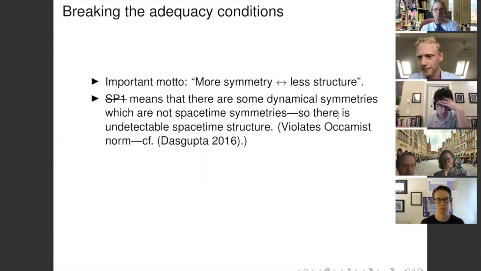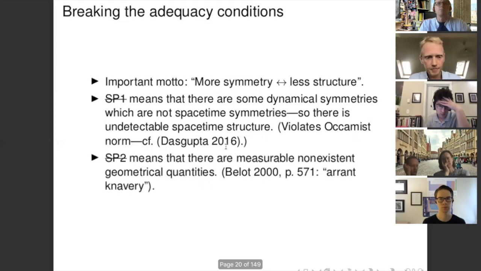And the reason that we think that is bad is because it violates what you might call an Occamist norm, not to introduce undetectable surplus structure into your physical theories. So it violates an Occamist norm on physical theorizing. This is discussed very nicely in the fairly recent paper by Dasgupta on symmetries, which I would recommend.